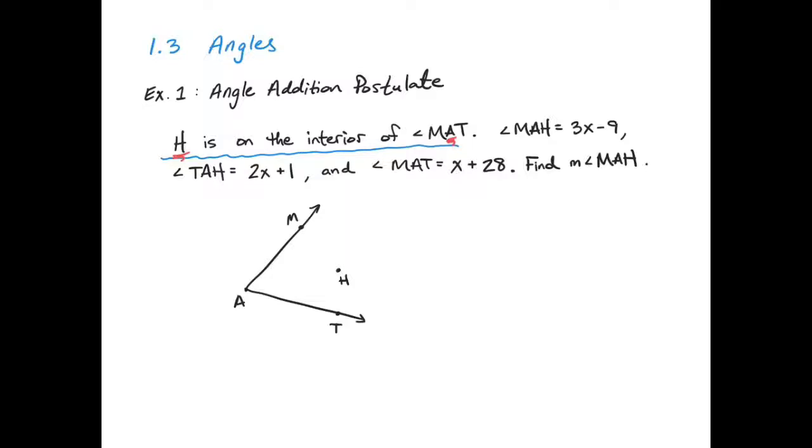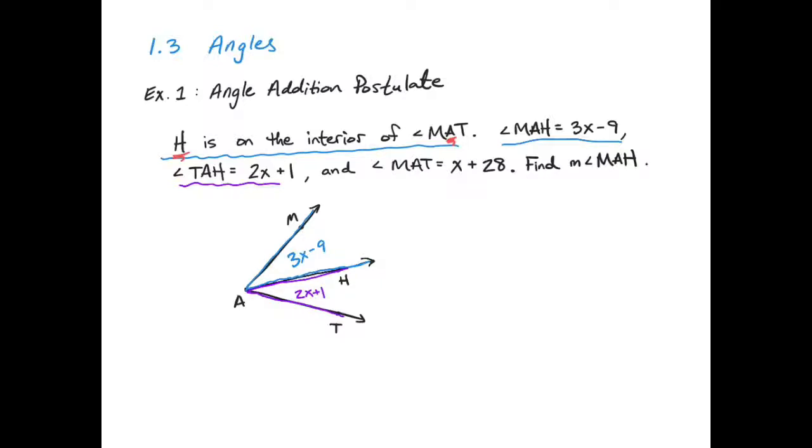Alrighty, and I'll even put a ray that goes through H. Cool. So next it says that angle MAH is equal to 3x minus 9. So I'll find angle MAH, and I'll put a 3x minus 9 inside that angle. Then it says that angle TAH is equal to 2x plus 1. So I'll find angle TAH and write 2x plus 1.